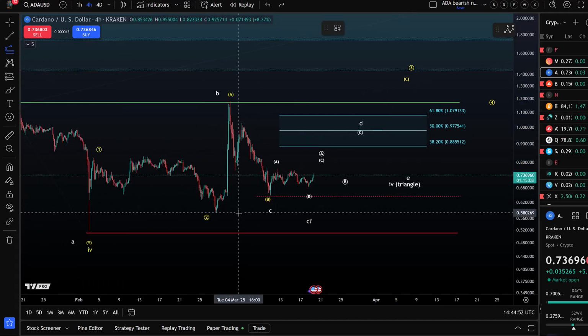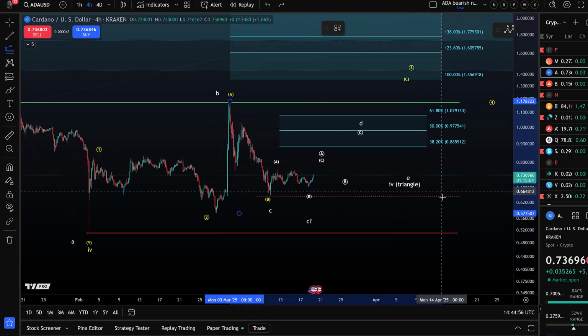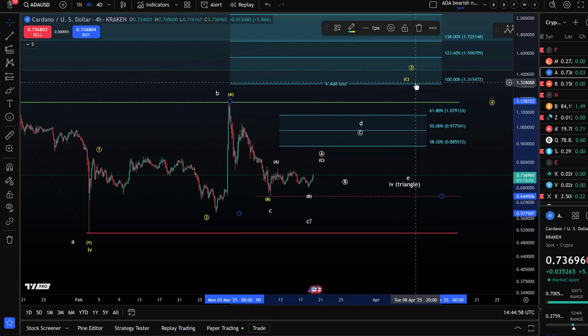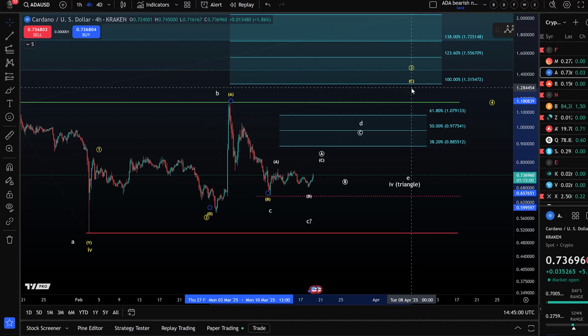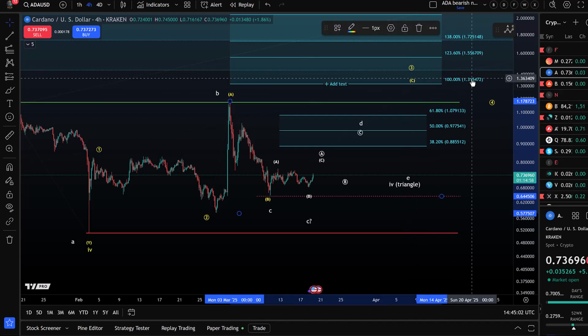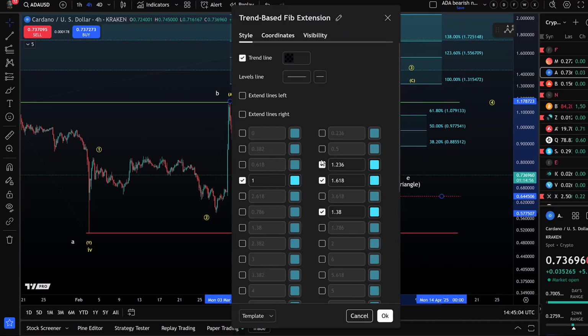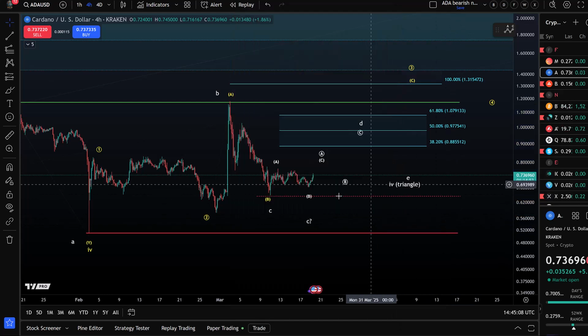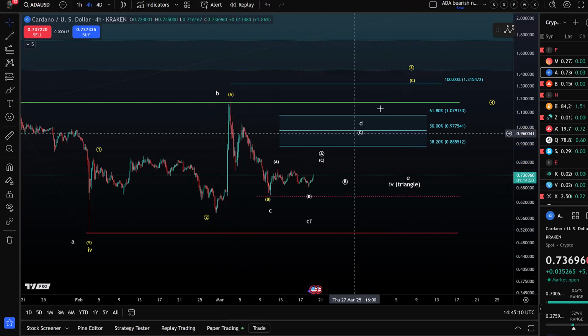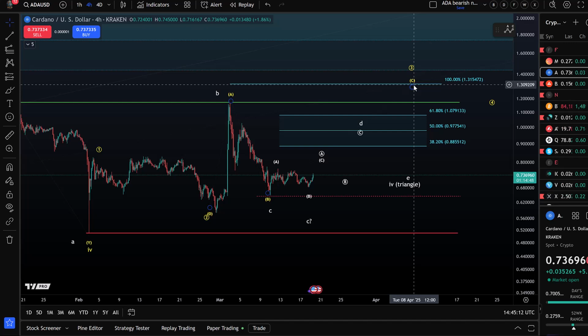Well, it's quite easy. We measure the length of the A wave in yellow. We go to the low of the B wave, and the 100% extension is pretty much where the label is located at $1.31. This is the so-called A equals C target, and the A wave as well as the C wave, they often have the same length. In this case, it would be $1.31.